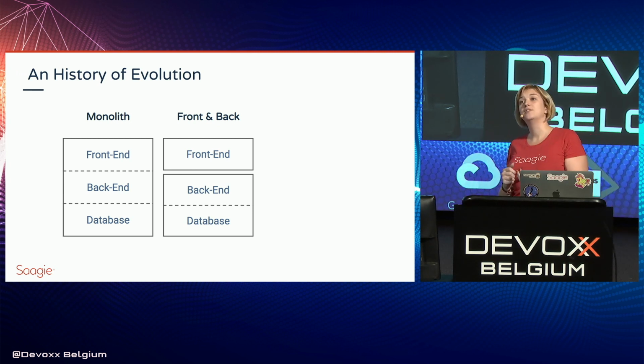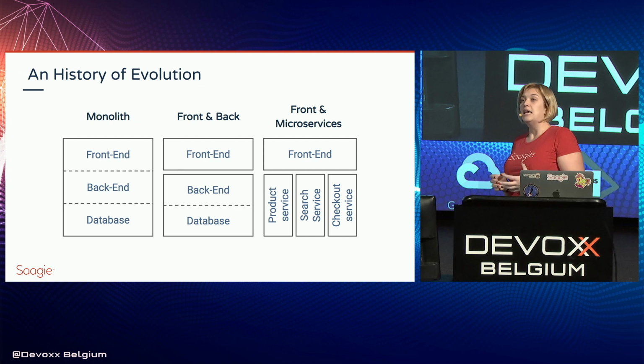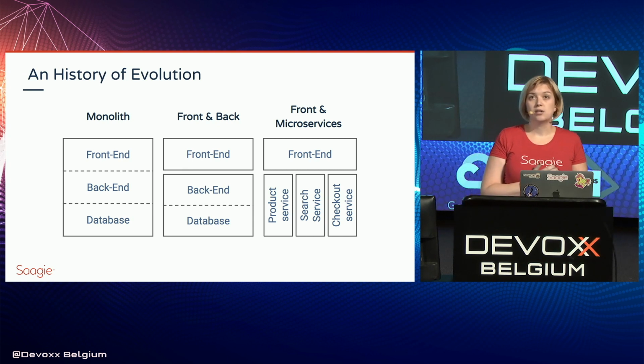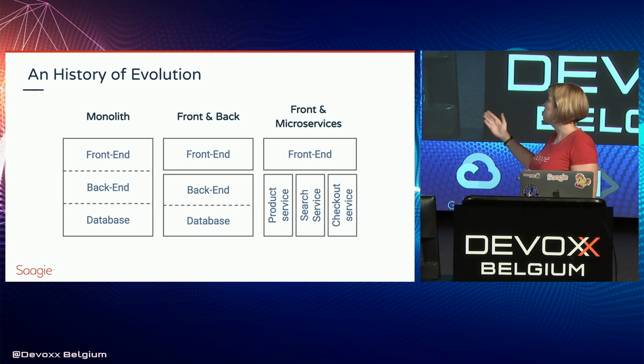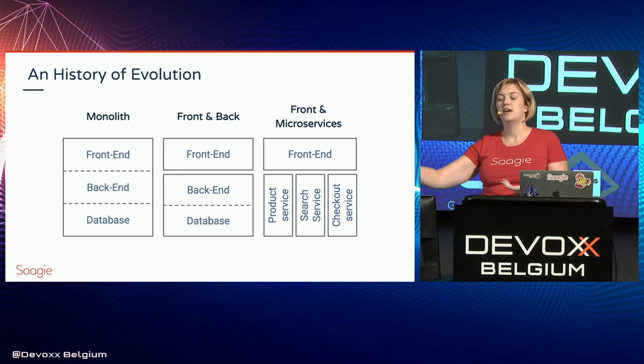And then microservices came into the game. And at this moment, usually we split our backend monolith into a shiny group of microservices, each one being part of a specific domain of the application. So here, for example, it could have been the product service and the search service and the checkout service, etc.